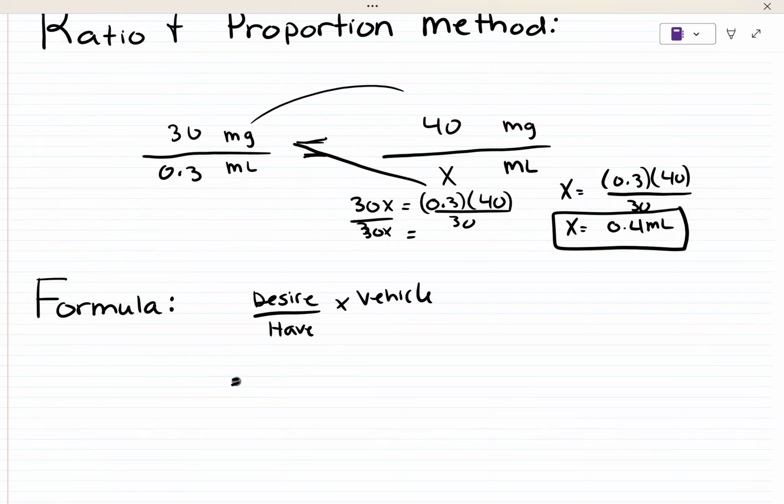Okay, so what is our desire? Remember, when you do this, you have to make sure desire and have are in the same units. Yes, they are. So what was our desire? Our desire was 40 milligrams over what we had, exactly 30 milligrams, times the vehicle, which was 0.3 milliliters. And when you put it all together, you get 0.4 milliliters.